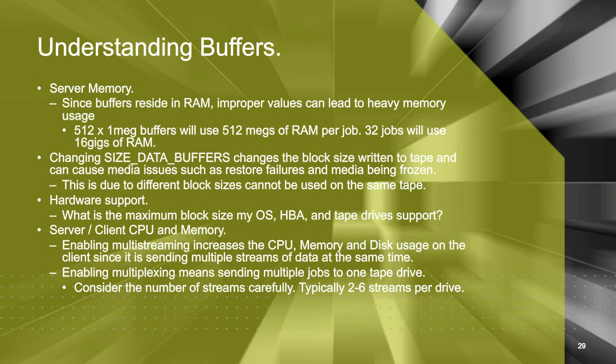So buffers reside in RAM, and so it's important to have those values appropriate for your server. It might sound good to have a meg buffer, but here's a quick metric: 32 jobs using a 512 meg buffer, or 512K buffer, excuse me, is going to be using 16 gigs of RAM, so it can ramp up very quickly. It's important just to right-size that for your environment, and this takes some doing. So it's good to have a starting point, start with the defaults, see where your delays are, and adjust up or down from there.